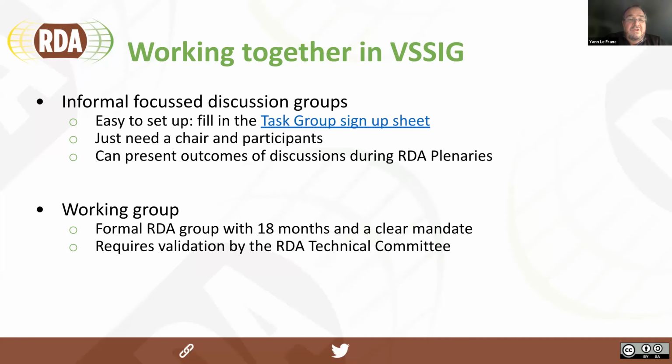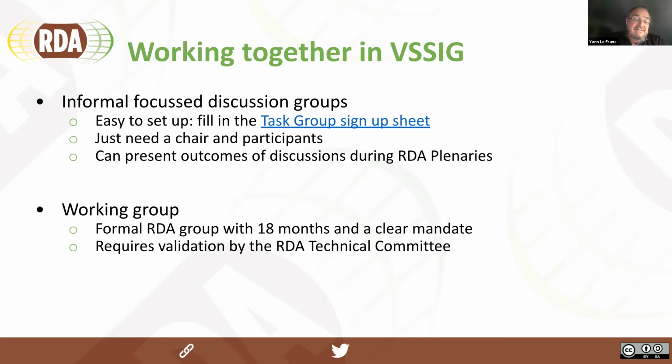The way we work together in the VSSIG is of 2 types. There is the classical type of the working group, where it's a formal process within RDA where we decide on the topic of interest and we agree to commit to an 18 months mandate to solve the issue and come up with recommendations. And this is quite a formal process because it requires validation. And that has been done and will be presented by Gwen and Barbara for the Idob working group, although they will present mostly their outcome and not the burden of creating a group.